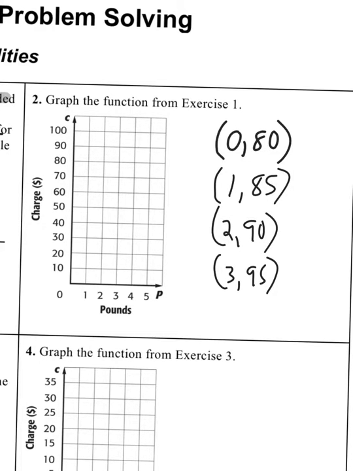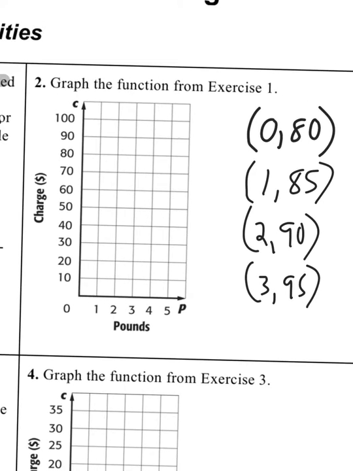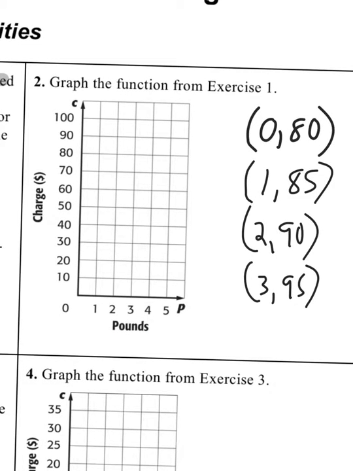So when I'm graphing, I'm going to blow this up a little bigger to make it easier. Remember, start with 0, 80. So I'm at 0, I go up to 80. So that's going to be my first dot right there. And let me get my dots ready. Right there. Let me change colors.